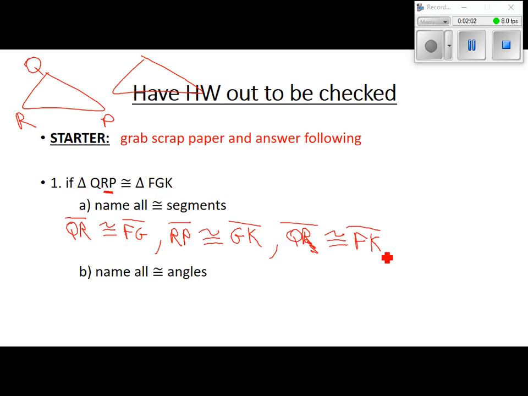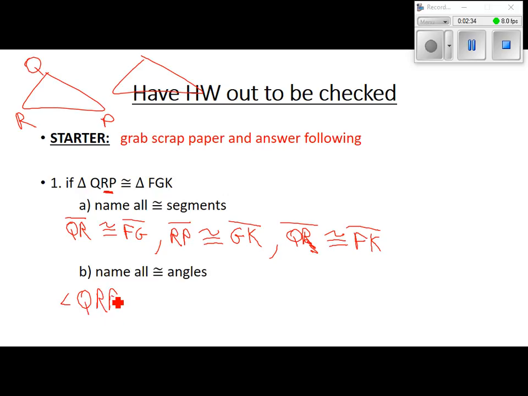Next one, name all the angles. First one, I want to name the first pair of angles with 3 letters. Now, in this case, do we really have to name them with 3 letters? How many letters could we use? Just one. But I want to name the first one with 3 letters. So name me an angle in this first triangle using 3 letters. QRP. That's probably the easiest one, right?